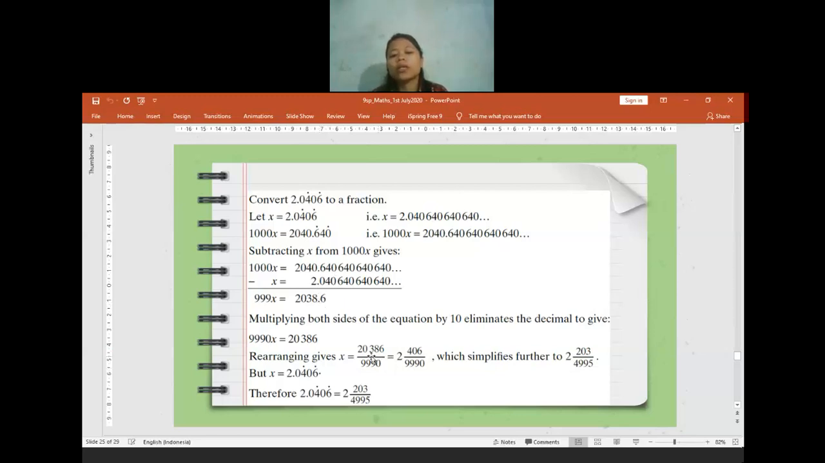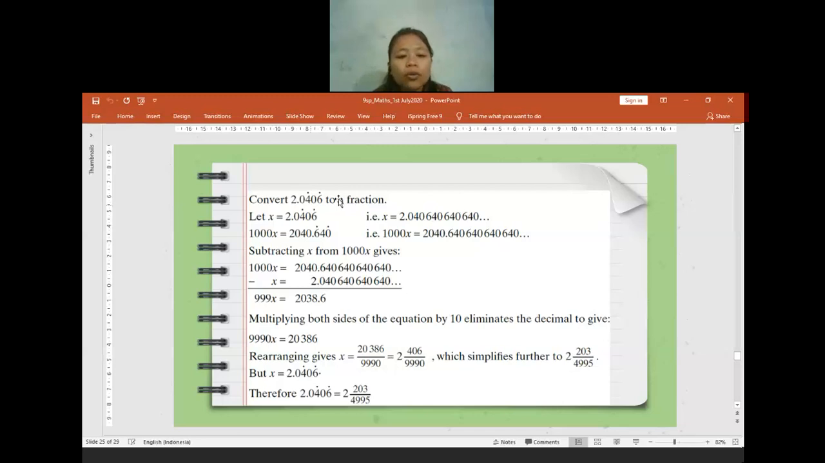So it will be 20,386 divided by 9,990. Because this is an improper fraction, we can change it into a mixed fraction. And when the fraction in the mixed fraction is able to simplify, it will be better if we simplify it. So the answer will be 203 by 4,995. Yes, the 10, 100, and 1000 will depend on how many digits are repeating.